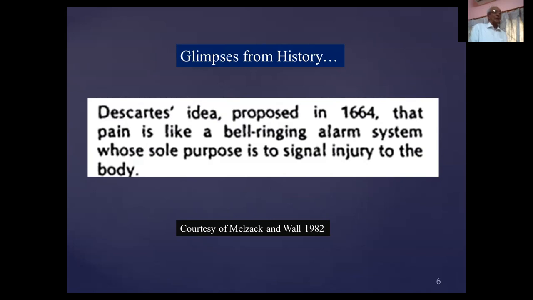Descartes is very famous for his cogito ergo sum. I think, therefore I am. What is the proof of one's existence? If somebody is thinking, then that means he or she is existing. Cogito ergo sum. And this, as we see in the next slide, is the precursor to the theory of specificity.